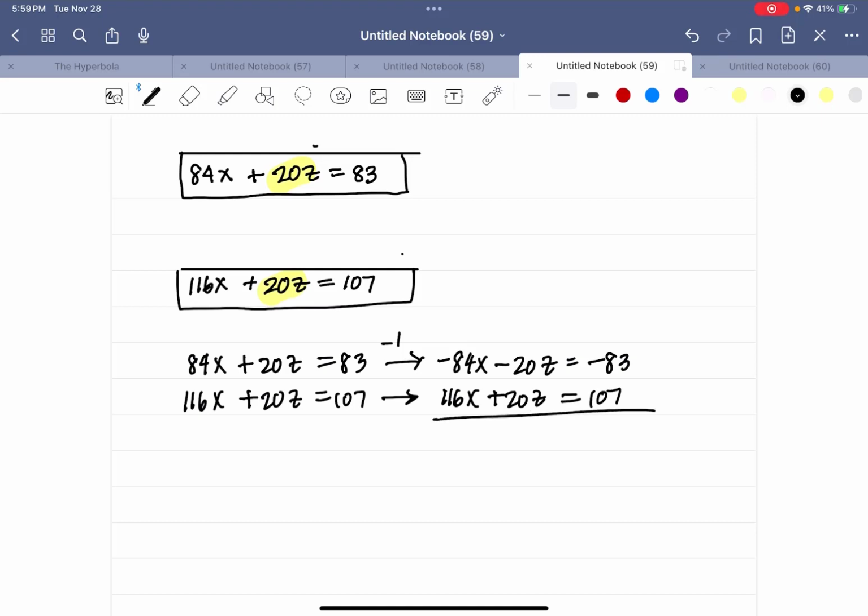Add them together. Negative 84 plus 116 is 32x. The z's get eliminated, and negative 83 plus 107 is 24.